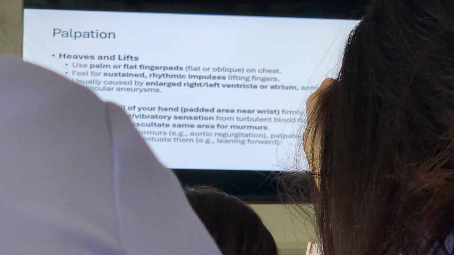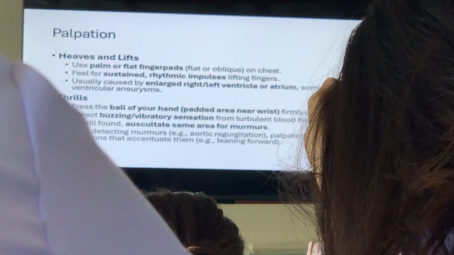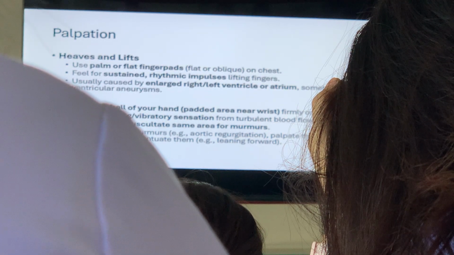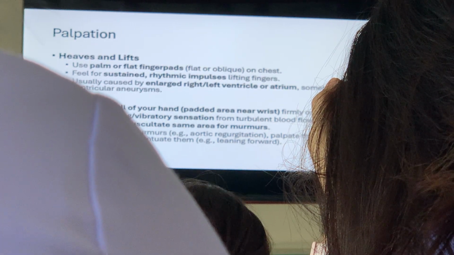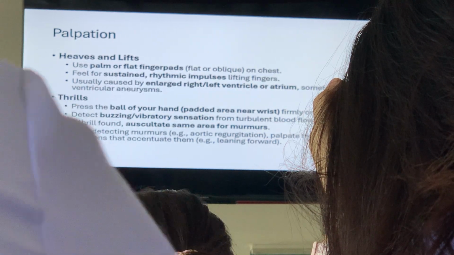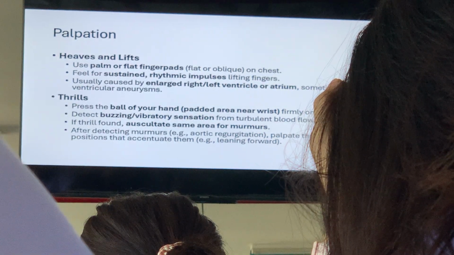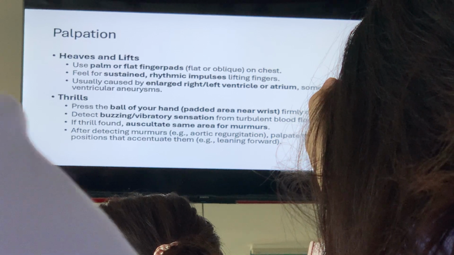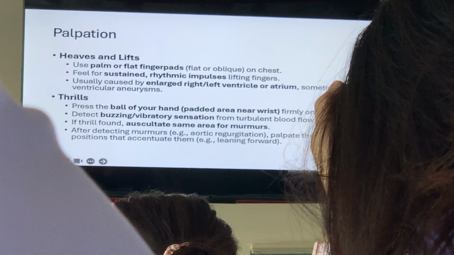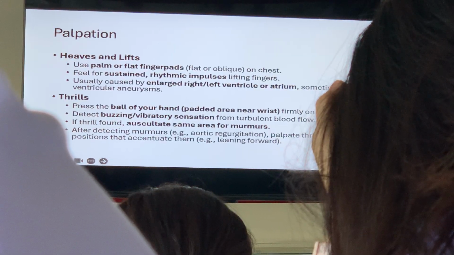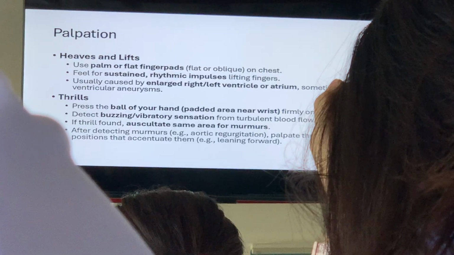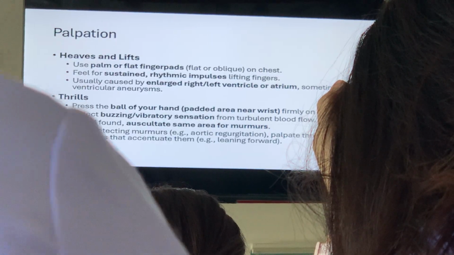So when you feel for a thrill, for example, when you go to the clinics, you see a heart that's dynamic, it heaves. You can palpate that using the ball of your hands. If you're palpating for the pulses, you use the second and the third index finger. So these two, okay? Usually, an enlarged right or left ventricle or atrium can cause some changes with heaves or lifts. So you know it's really abnormal.